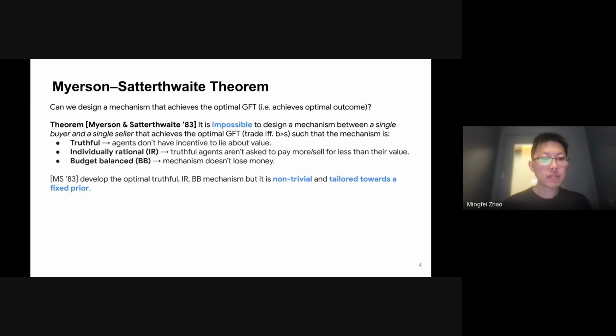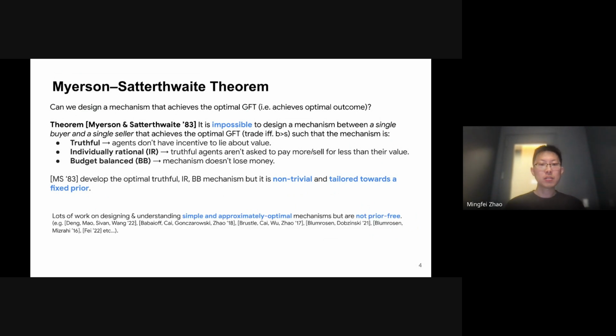In the same paper, they also developed the optimal truthful and budget balanced mechanism that maximizes the gains from trade, but the optimal mechanism is non-trivial and heavily depends on the agents' distributions. Given this impossibility result, there has been extensive research effort to design and understand simple and approximately optimal mechanisms. Here I'm listing some of the papers about the single buyer, single seller setting, but of course, there are more papers in the general two-sided markets. One caveat of most of these papers is that the mechanisms designed in them are not prior-free, similar to the optimal mechanism.